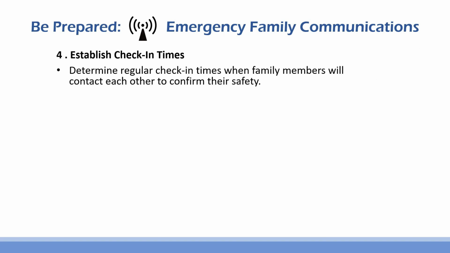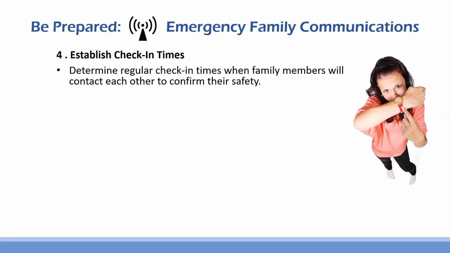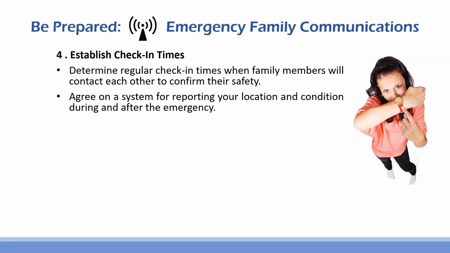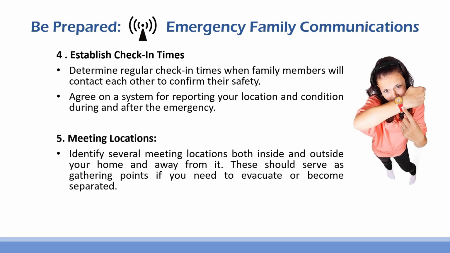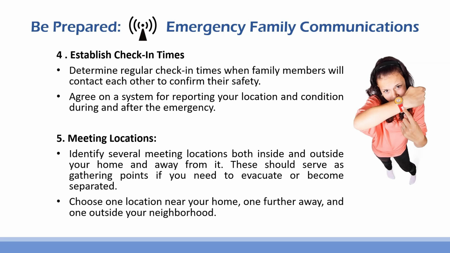Practice using different communication methods to ensure everybody is comfortable with them. Establish check-in times. Determine regular check-in times when family members will contact each other to confirm their safety. Agree on a system for reporting your location and condition during and after the emergency. Meeting locations. Identify several meeting locations both inside and outside your home and away from it. These should serve as gathering points if you need to evacuate or become separated. Choose one location near your home, one further away, and one outside your neighborhood.